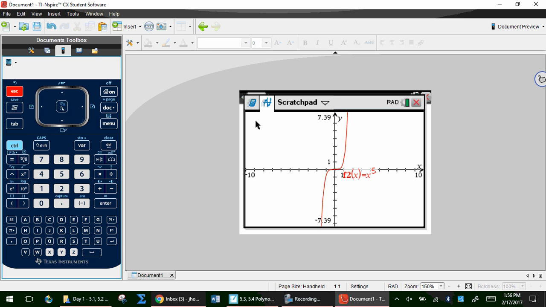What do you suppose negative x to the 5th will look like? It would look like negative x to the 3rd. So we're generalizing what these graphs are going to look like.